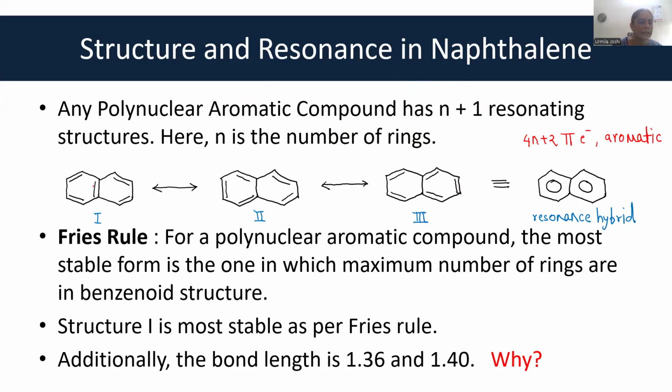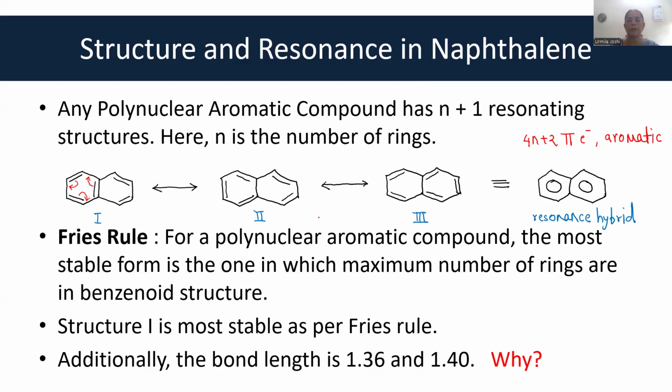In the second structure, what has happened? The resonance has occurred only in one ring. So this double bond moves here. As a result, this carbon becomes pentavalent, and this is electron deficient. So this moves here, and this results in structure number 2. Just have a look at structure number 2. The right hand side ring is not affected.